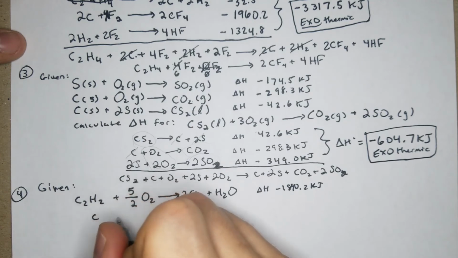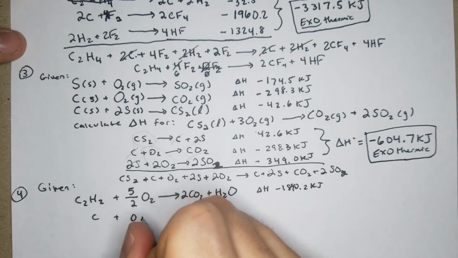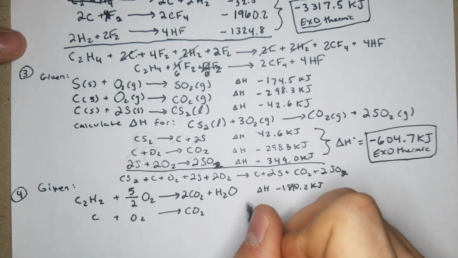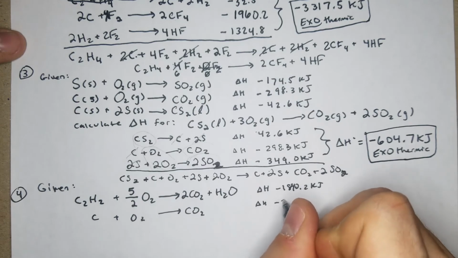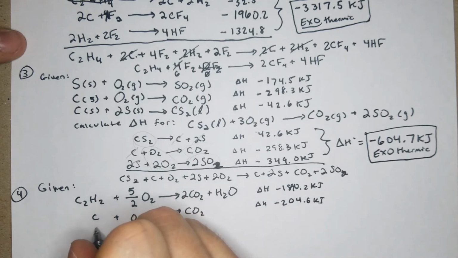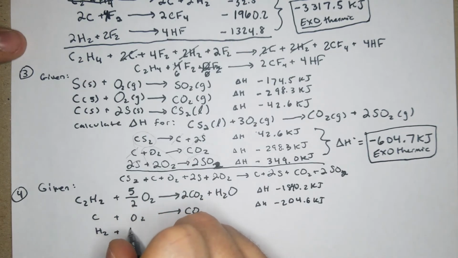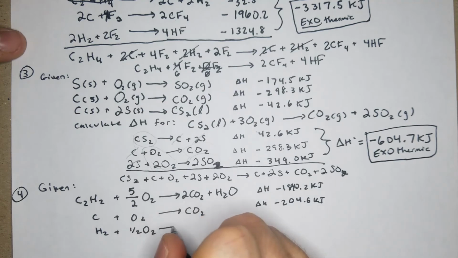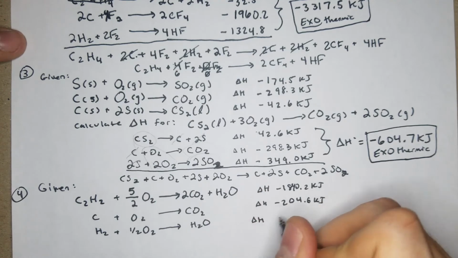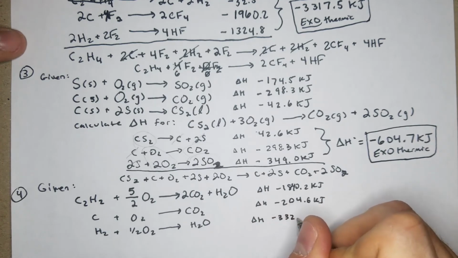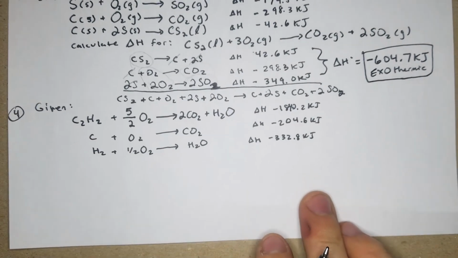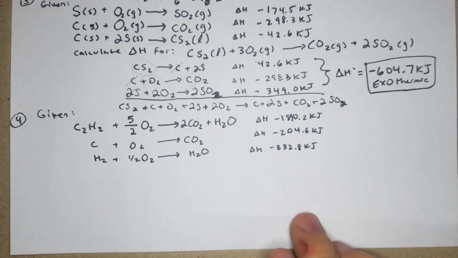Now we're going to have C plus O2 yields CO2, and that will be negative 204.6 kilojoules. And then lastly we'll have H2 plus 1/2 of O2 yields H2O. And delta H is going to be negative 332.8 kilojoules.